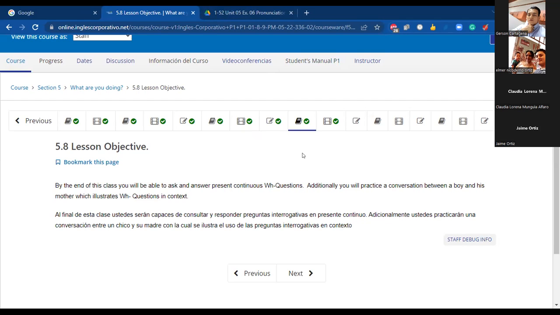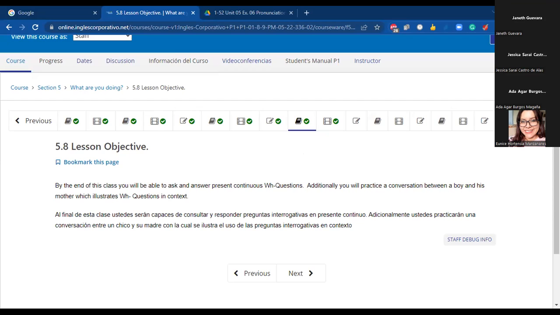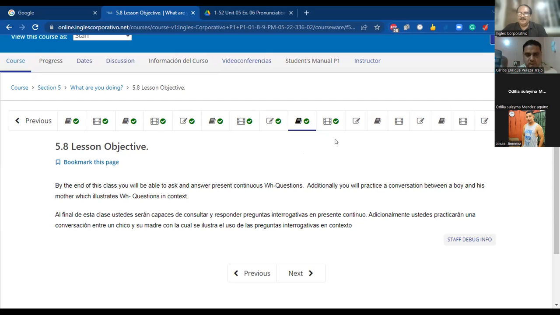Then we're going to see the questions with WH questions, but for the present continuous, right? The present continuous, remember, is the action that we are doing in the moment. We talk about present continuous in this moment precisely. What are you doing? I am speaking. What are you eating? I am eating a hamburger. What are you drinking? I'm drinking water. So this is what we're going to see in this video.